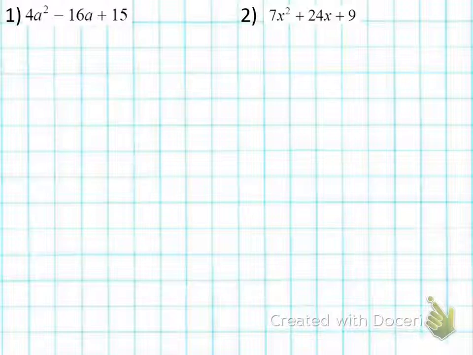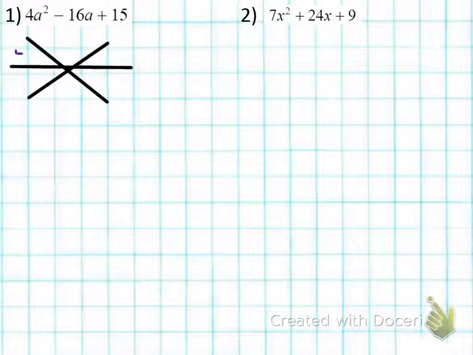I could do this only on a trinomial. So I'm making an X box just like yesterday. I'm putting A there, which is 4, and there. Then I do A times C. 4 times 15 is +60. And then my B is -16, so I'm going to put this right underneath here. Okay? Then I'm going to find out what are my factors that multiply to be +60 but add up to -16.